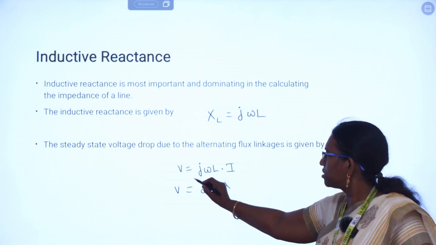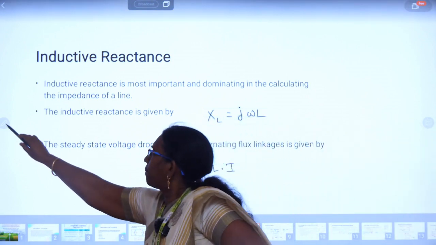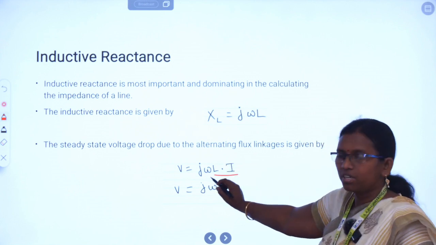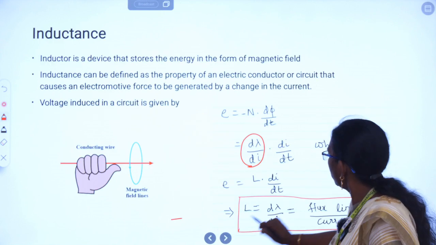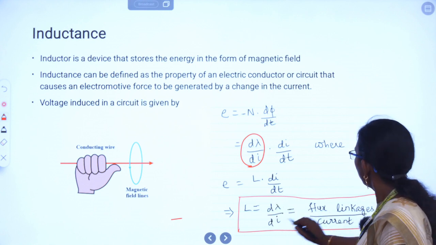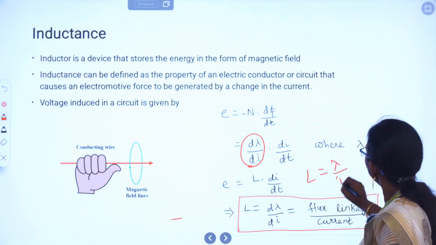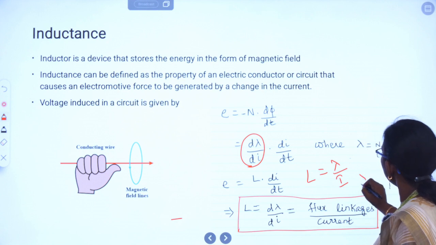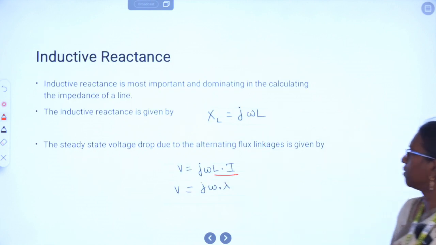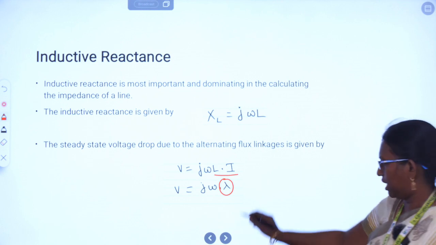So that is going to give us the voltage, and here lambda can be used in place of the product of L into I. In the previous slide, we have seen L = dλ/di. In a steady state condition, L can be written as λ/I. So in such a case, our λ = L × I. That's why this L × I can be replaced with lambda.